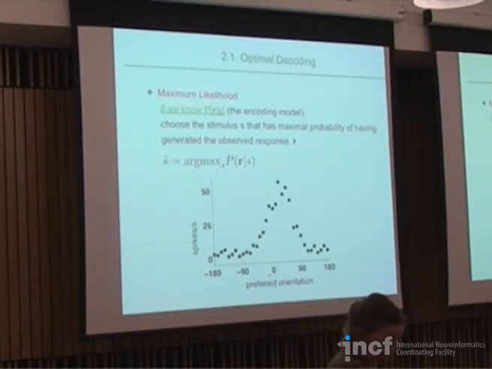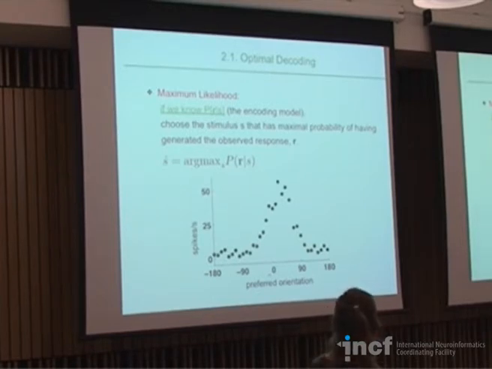One tool we can use to decode is maximum likelihood. How many of you know maximum likelihood? Okay. But it's simpler than the name suggests. The idea here is that we have a model where we know exactly the encoding stage, so we know exactly P of R given S, and we just want to invert the model to guess what the stimulus is given the response. So with maximum likelihood, the idea is to choose as an estimate the stimulus which has the maximum probability of generating the response that you observe.